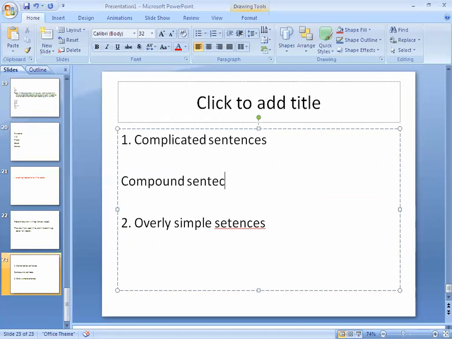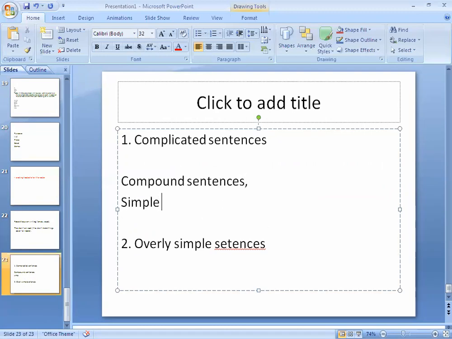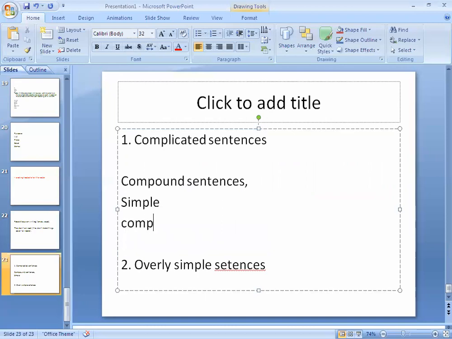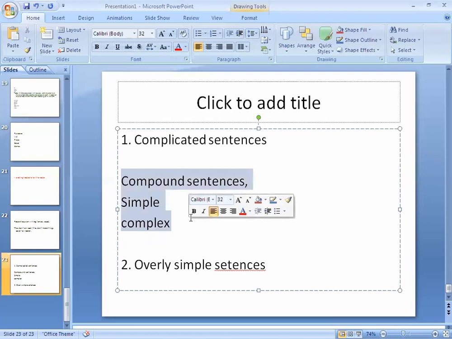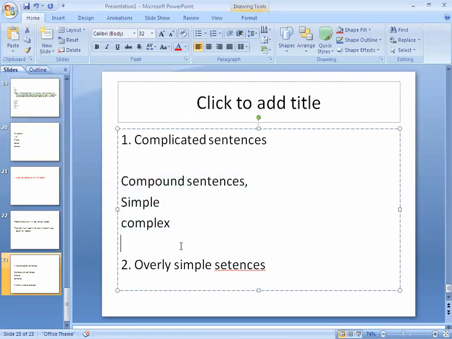Sometimes use simple sentences also, and some complex also. So write a mix. Most of them should be compound sentences in OET. Some should be simple, some should be complex. So instead of focusing on your sentence structure, first we should focus on communicating the clear message to the reader.